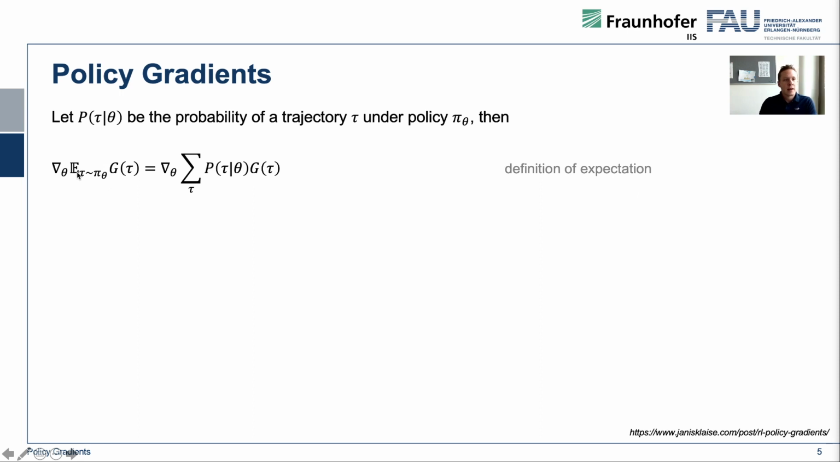So what we would say is like the expectation of the return G of tau under policy pi is nothing else than drawing many trajectories from the environment, and that probability of drawing this trajectory times the return we actually have gotten in this trajectory. This is nothing else than the definition of an expectation.